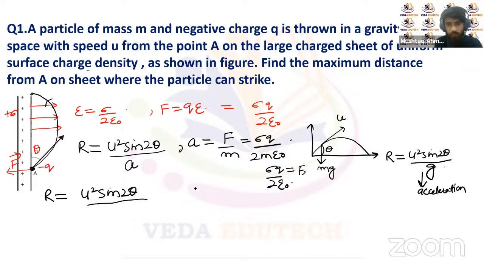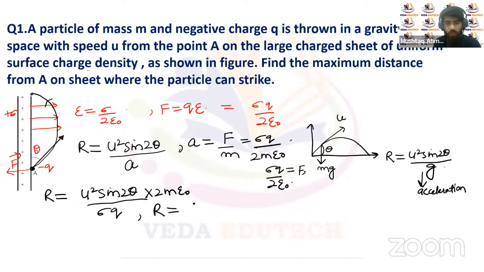The value of a comes out to be sigma q upon 2 epsilon naught. So it will be sigma q upon 2m epsilon naught, right? So this will be the range, or the maximum distance at which this charged particle will strike the sheet, will strike on the surface of the sheet.